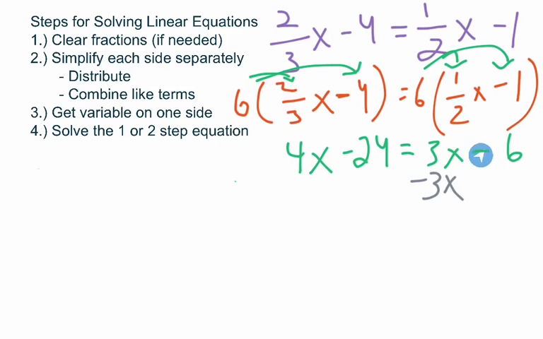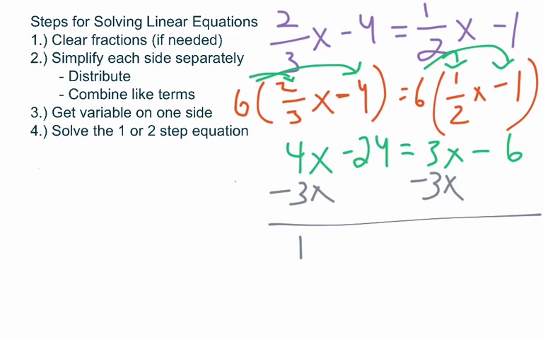Don't look at this minus sign. This minus sign is attached to the 6. It's the 6 that's negative, not the 3x. The 3x is very much positive. So 3x minus 3x is what's going to give us the 0. Pay attention to that. Whatever I do on the left, I have to do on the right.